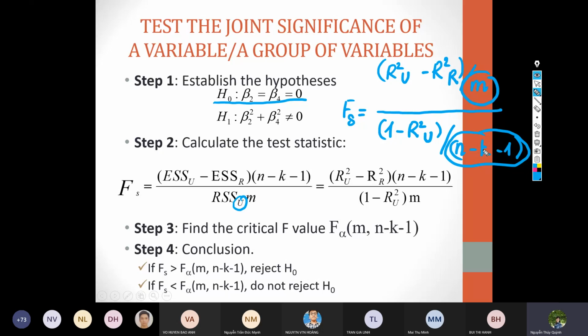So this one follows an F distribution with degrees of freedom M and N minus K minus 1. So what will happen to F if our null hypothesis is true? What will be the value of F if the null hypothesis is true?